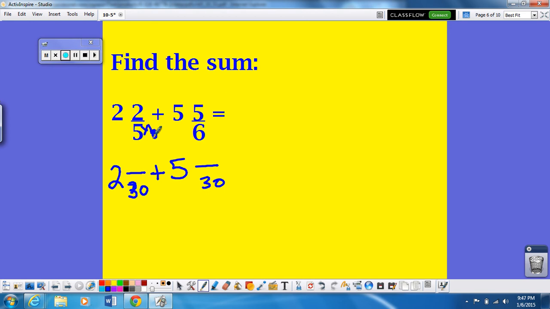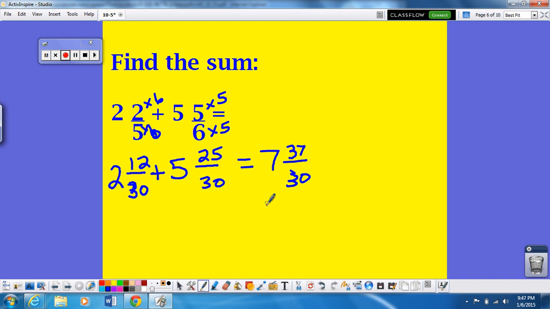2 times 6 is 12. To get from 6 to 30, it's times 5. We have to do it here too. 5 times 5 is 25. All right, now we're ready to add because we have like denominators. 2 plus 5, got our 7. 12 plus 25 is 37. Denominator's 30. Are we okay here?